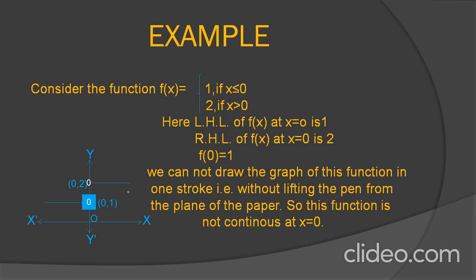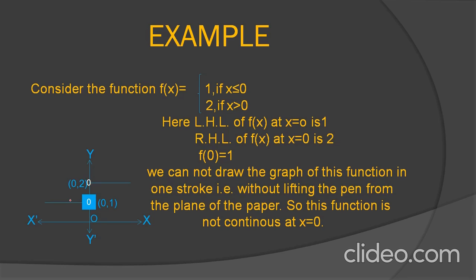On the other hand, if we are approaching 0 from right hand side, that is, points greater than 0, for example 1, 1.5, 1.51, 0.9 and so on, then we are getting the value of the function as 2.